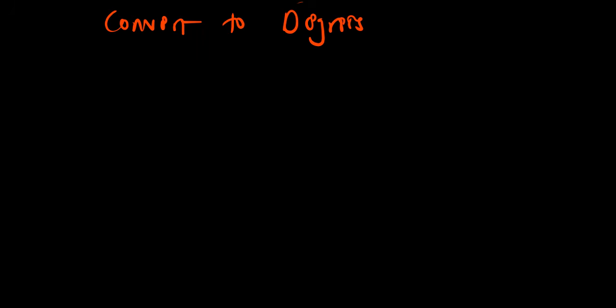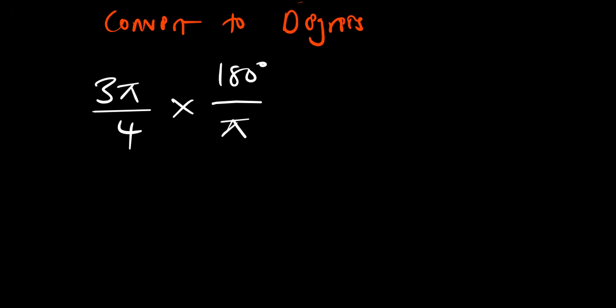What about if you are told to convert to degrees? Let's say you're given 3 pi over 4, and you're told to convert it to degrees. Okay, so what are you going to do? You're still going to multiply by your conversion factor. So in this case, it will be 180 degrees divided by pi. And what are you going to do?